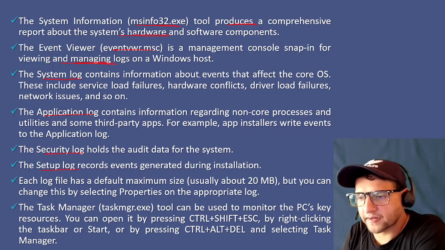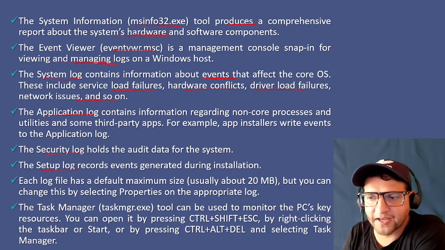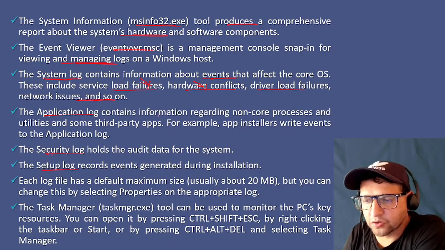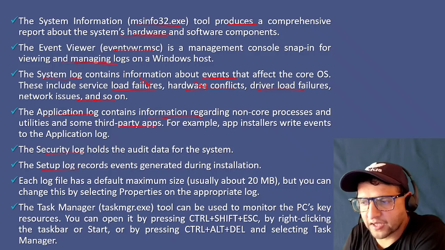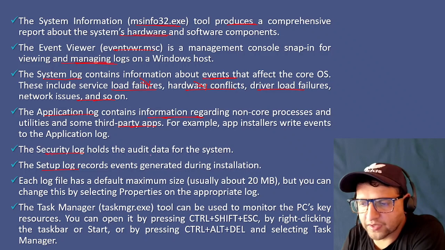System log contains information about events that affect the core operating system, like service load failures, hardware conflicts, driver load failures, and network issues. I saw a question based on this concept where they will ask you about these logs, so you need to remember what the system log stores. Application log contains information regarding non-core processes and utilities and some third-party apps. For example, app installers write events to the application log. Security log is going to contain audit data. Setup log contains events which are generated during the installation.